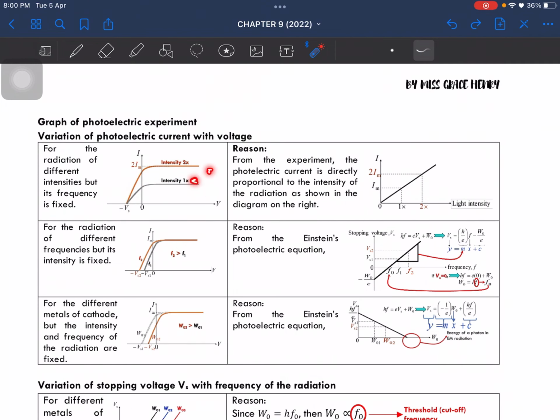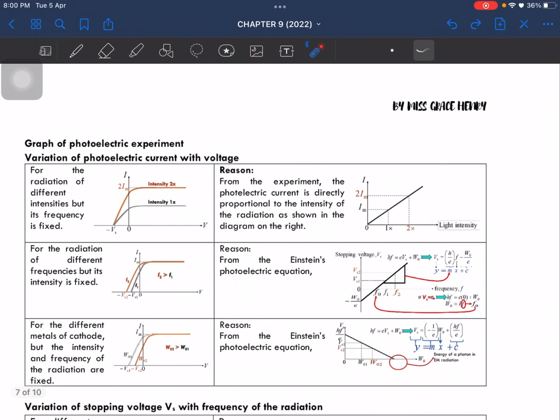From this experiment conducted, the photoelectric current is shown to be directly proportional to the intensity of the radiation. So basically, the bigger the photoelectric current, the brighter, or rather the more intense, the light will be. So basically it's directly proportional.